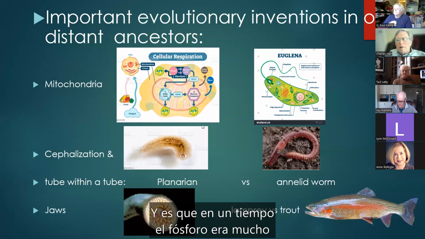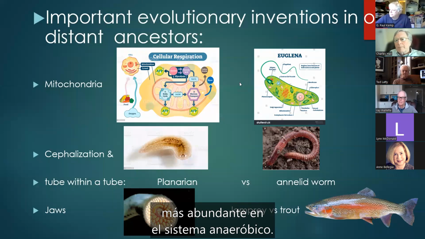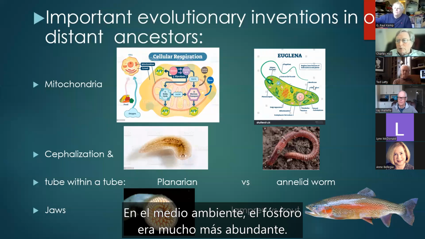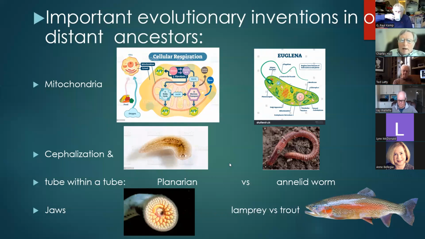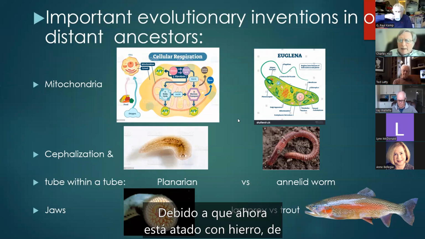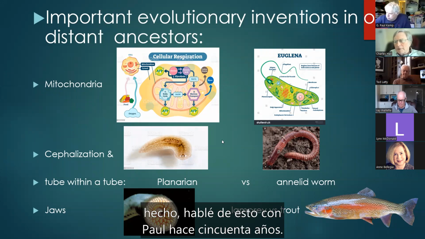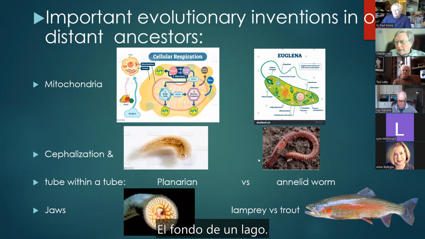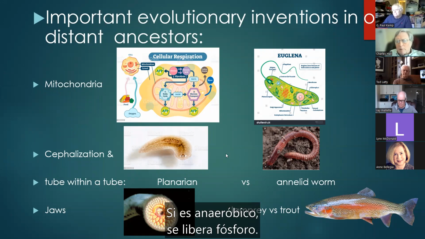And so at one time, phosphorus was much more abundant. In fact, in the anaerobic environment, the phosphorus was much more abundant than it is now, because it's tied up now with iron. In fact, I taught this to Paul 50 years ago: at the bottom of a lake, if it's anaerobic, then the phosphorus becomes released.